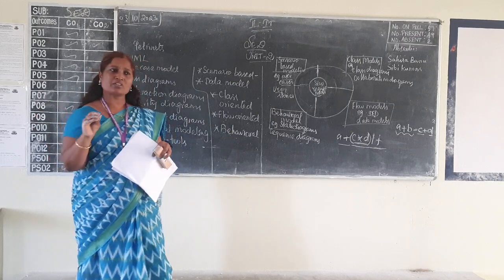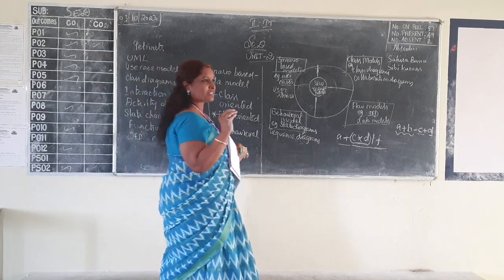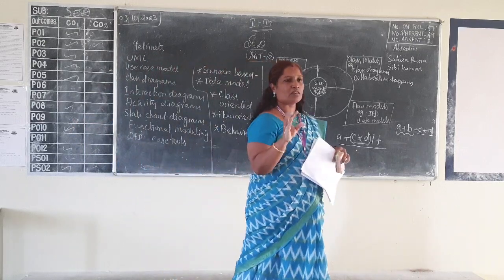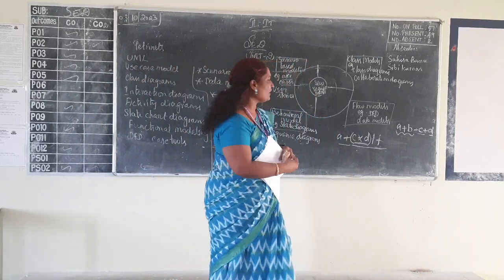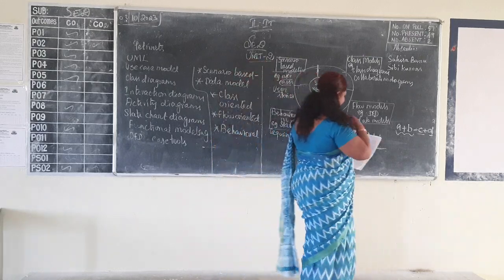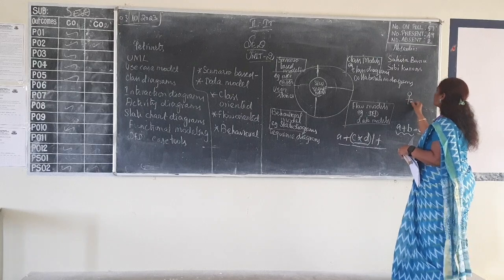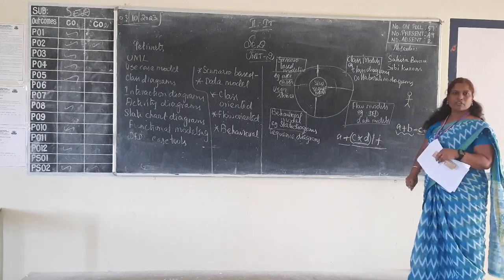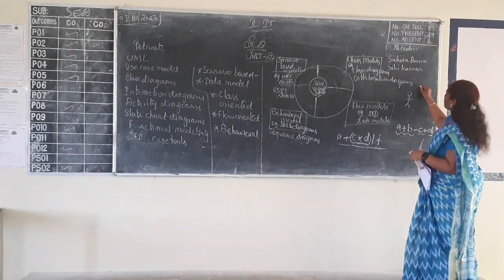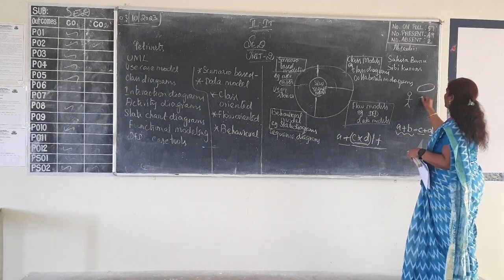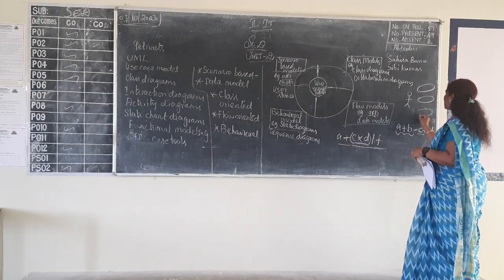So if we need to draw a simple use case diagram for this, what are all the things? A very simple diagram I am asking. So it could be of the house owner. Okay, so the house owner will be the actor. He may give me some two or three requirements.